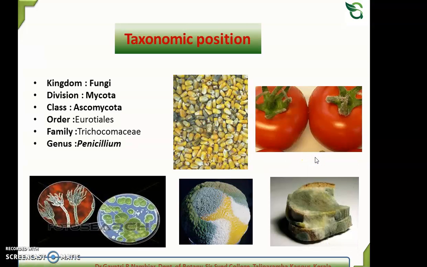Now Penicillium comes under the kingdom Fungi, division Mycota, class Ascomycota, order Eurotiales, family Trichocomaceae. It is a common fungus which you might have seen in some spoiled food, for example, in spoiled tomato, bread, lemon, and in ear cone, etc. And this is the culture form of Penicillium.